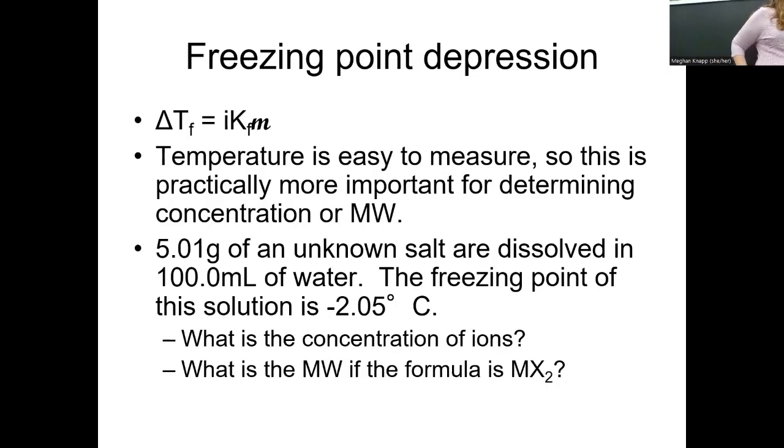All right, so let's say we have 5.0 grams, 0.1 grams of an unknown salt. So it's not sodium chloride. Anything that is ionic is sometimes called a salt. And it is dissolved in 100 milliliters of water. We're assuming that's also 100 grams of water. And we find the freezing point of this to be negative 2.05 degrees Celsius. So something that we have to know is what's the original freezing point of water?